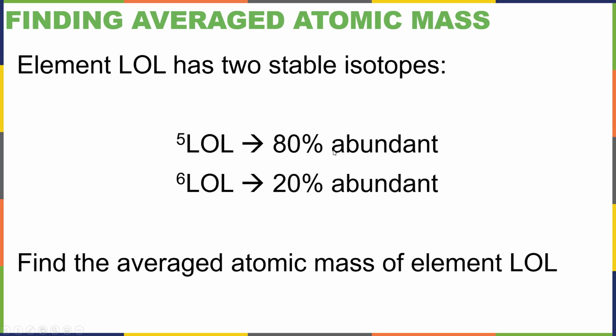But again, 80% of the element LOL weighs 5. And so the atomic mass is going to be very, very close to 5. But because 20% of it weighs 6, we're going to have to say maybe it's more like 5.2 or 5.3 or something like that. So that's how you would find the average atomic mass of an element. Now again, I know you can do all the calculations, that's in this slide, but I just want you to be able to estimate through understanding the concept.